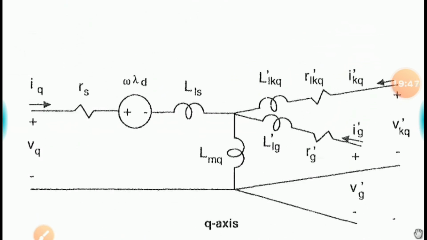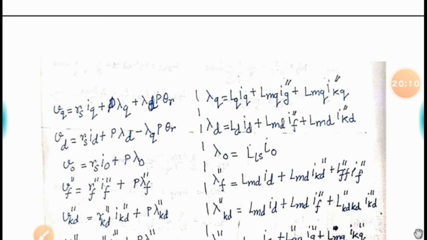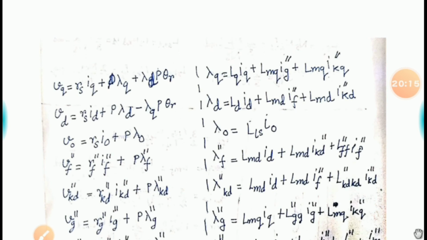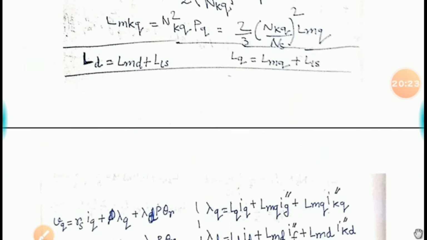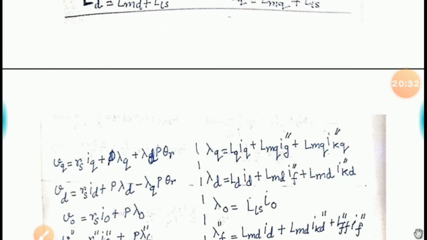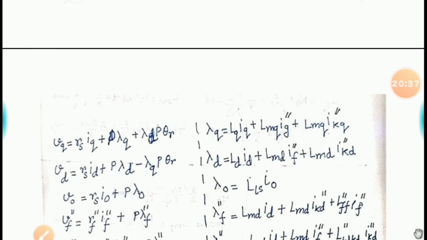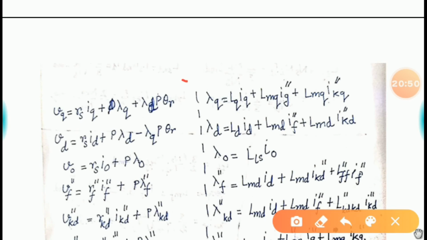Take q axis. What is our q axis equation? This is vq is equal to RS IQ plus lambda. Sorry, I have made one mistake here. Very sorry for this. Let me correct it. While deriving, I have made this mistake. It's more or less okay, but here, instead of writing p theta r, I should write omega r.